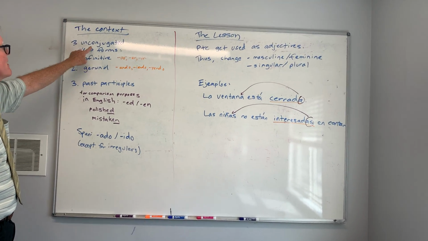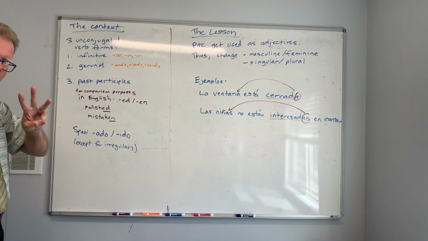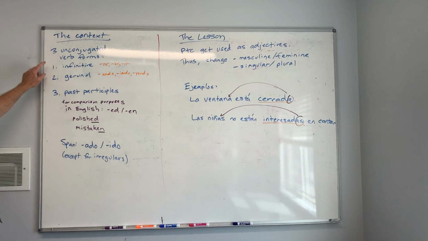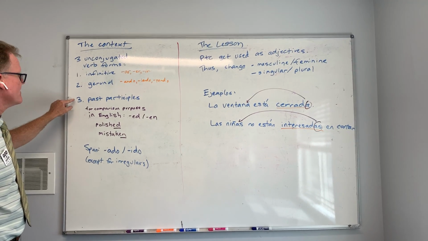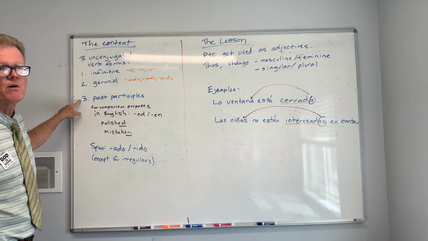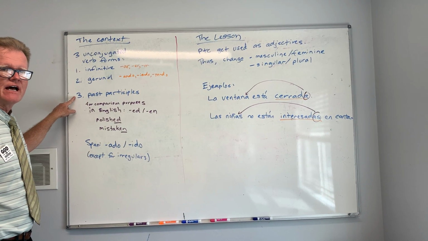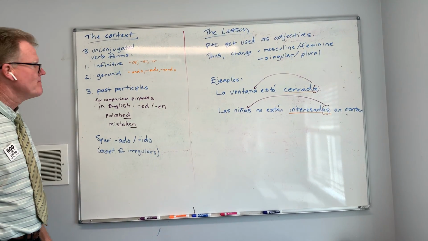But just so you can get a picture of the forest and see where we're at, you may remember that we've been talking about unconjugated verb forms, and I've said over and over that there are 3 unconjugated verb forms: the infinitive, the gerund, and I've been saying that there's the past participle. Usually I just call it a participle, and I've said we're going to learn it. Well, today's the day. We're going to learn about past participles.